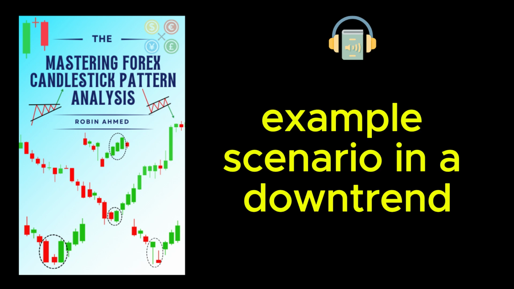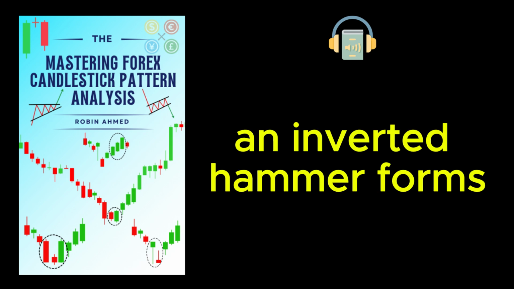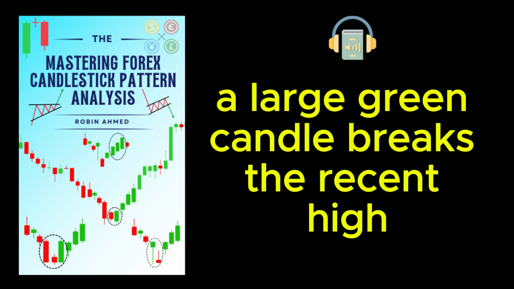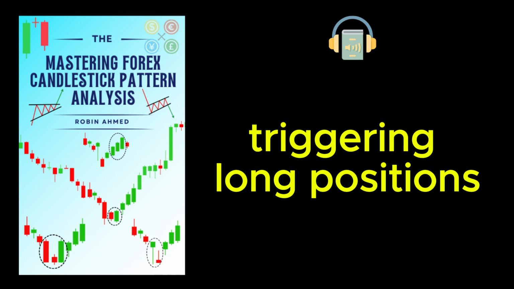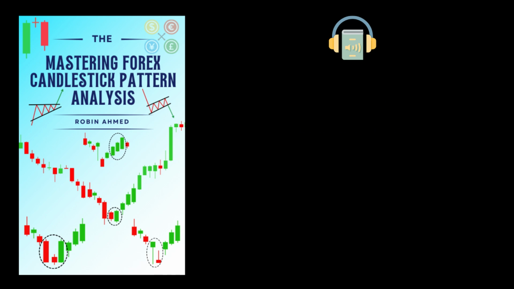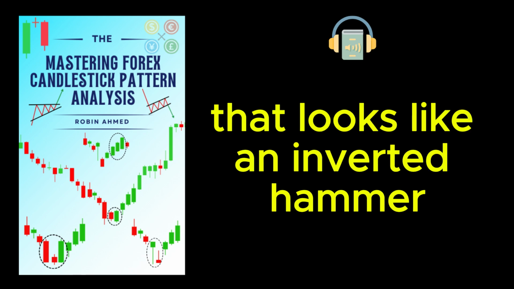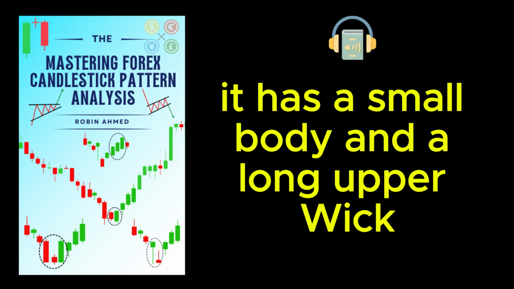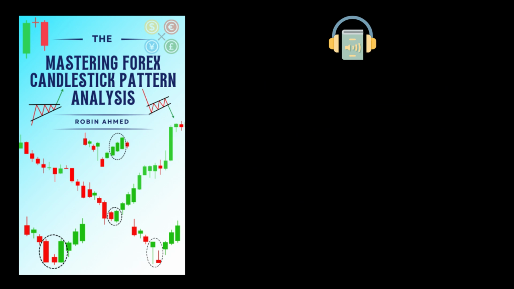Example scenario: in a downtrend, an inverted hammer forms. The next day, a large green candle breaks the recent high, triggering long positions. 4. Shooting star. Definition: a bearish reversal pattern that looks like an inverted hammer but occurs after an uptrend. It has a small body and a long upper wick.